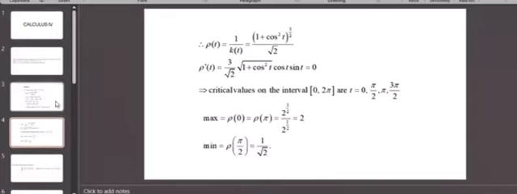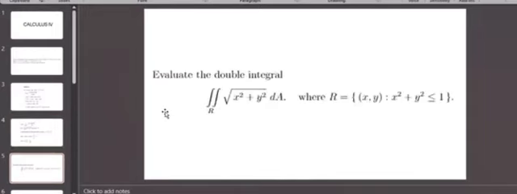Okay, next problem. Evaluate this double integral. So we are finding the volume of a region that is sitting on this curve. x squared plus y squared is less than or equal to 1, which is really a circle. Inside this circle, that's the region R.